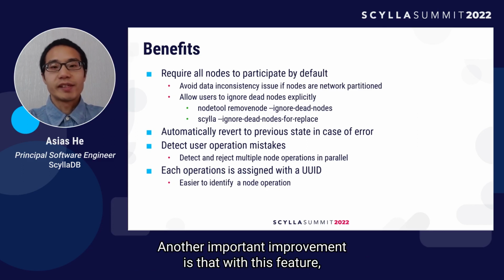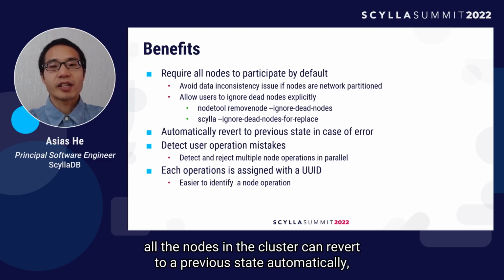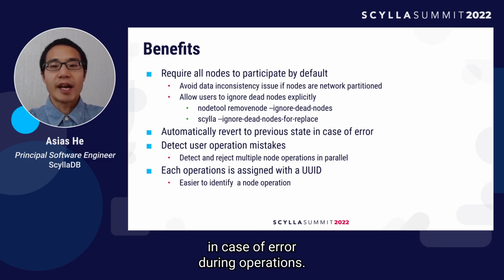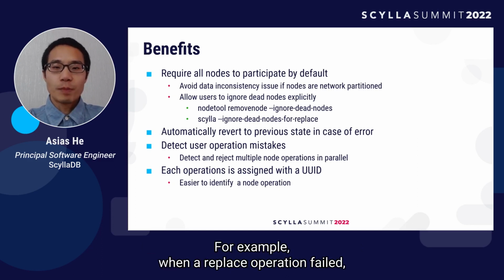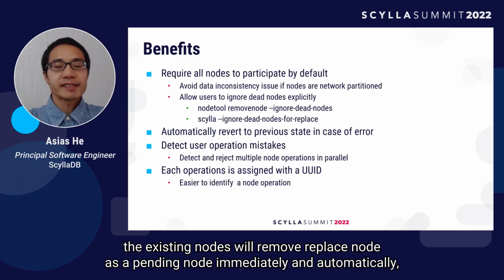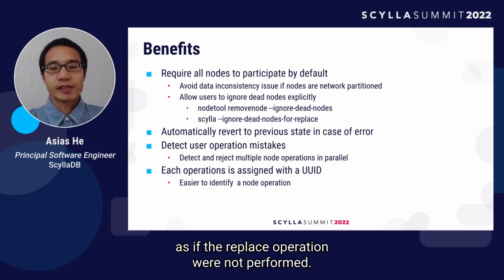Another important improvement is that with this feature, all the nodes in the cluster can revert to a previous state automatically in case of error during operations. For example, when a replace operation fails, the existing nodes will remove the replacing node as a pending node immediately and automatically, as if the replace operation were not performed.